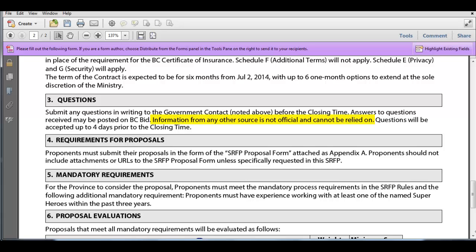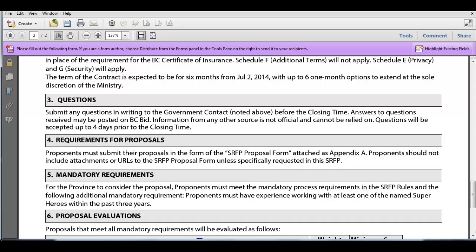So if you happen to find something out, perhaps you've worked with a ministry in the past and you've talked to somebody who's working for that ministry and they give you something about the SRFP, keep in mind that that information is not official. You cannot rely on it. And I've actually personally seen circumstances where a proponent has missed a mandatory requirement, meaning that we didn't even read their proposal because they didn't pay attention to this. They spoke to somebody in the ministry who gave them information that should never have been given, and at the end of the day, they relied on it and it cost them the contract.